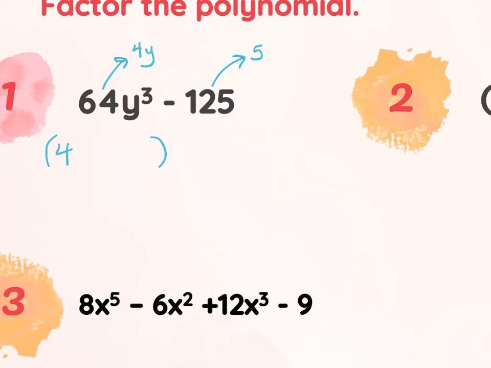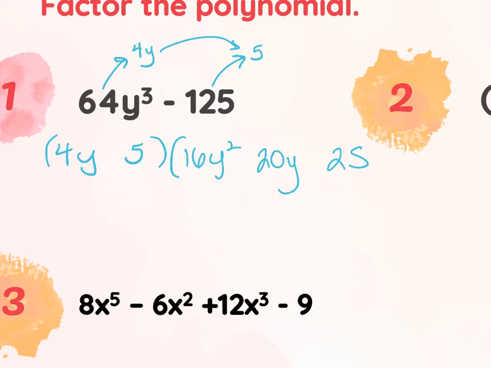So the first parentheses, I start with those two. I square the first term, which would be 16y squared. Square the last term, which would be 25. Multiply them together, which is 20y. And then remember, it's SOAP. Same, opposite, always positive. So same sign means it's negative. Opposite means it's positive. Always positive is the last one. And that's what you should get for number 1.